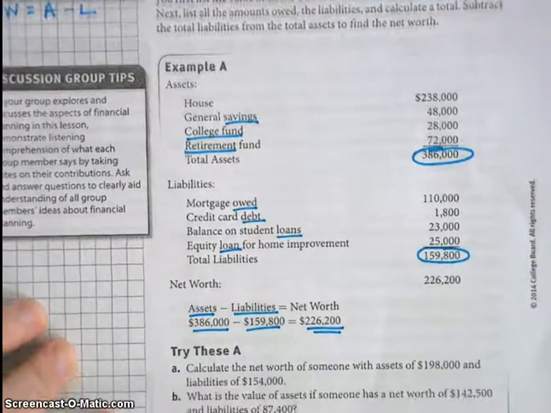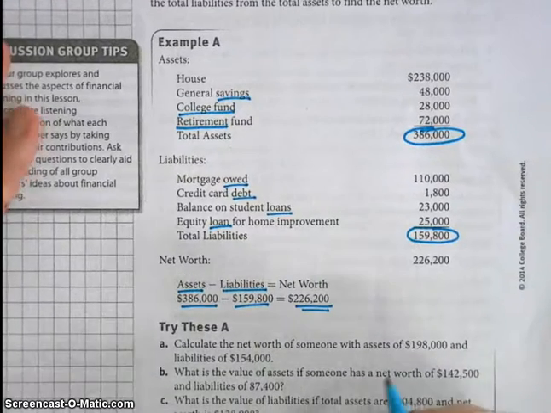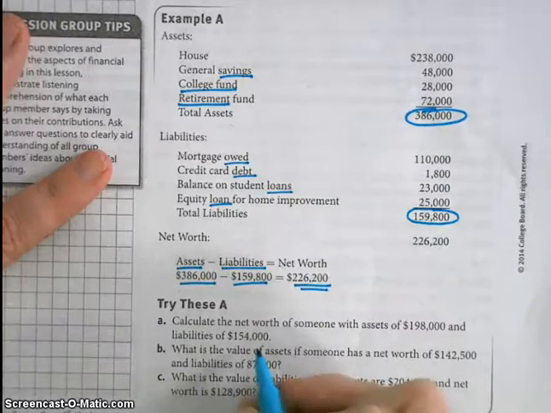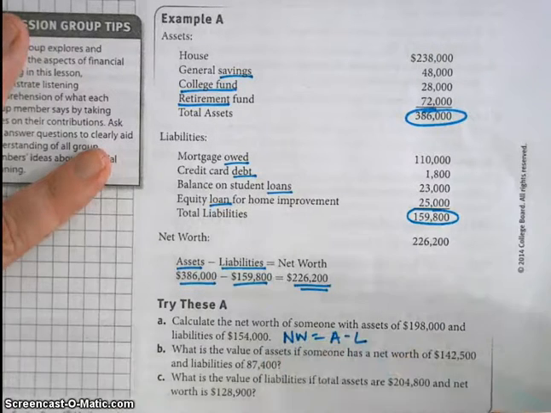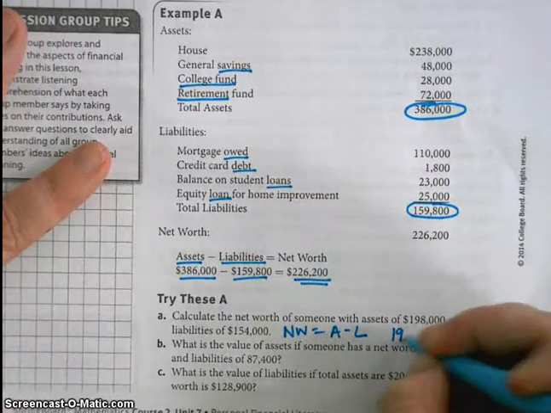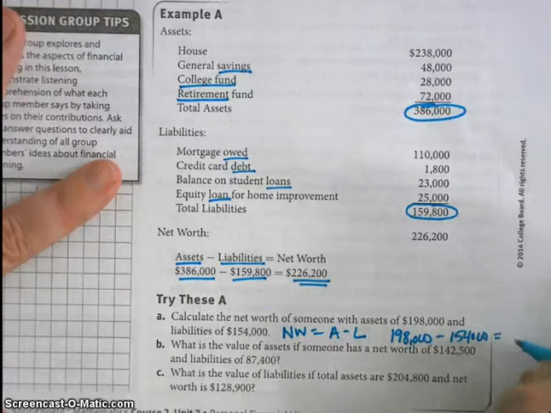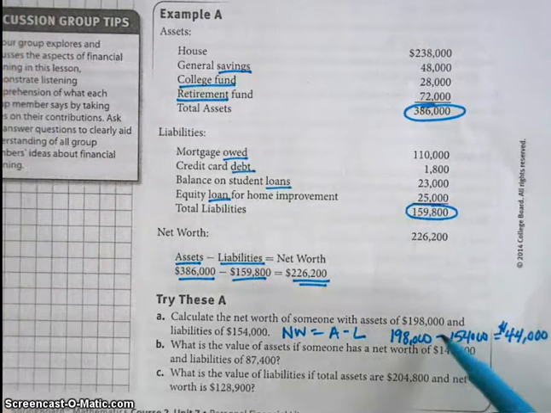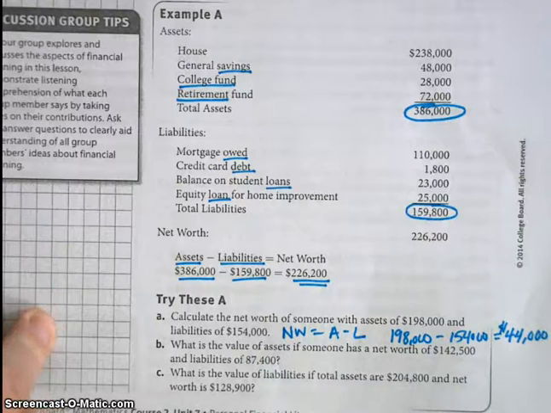Take a look at Try These A. We're going to calculate the net worth of someone with assets of $198,000 and liabilities of $154,000. So again, net worth is equal to the assets minus the liabilities. So I'm going to do $198,000 minus $154,000, and that's going to give us $44,000. So even though they owned a house worth $198,000, they really owed a lot of that amount, so they're only worth $44,000. Let's flip.